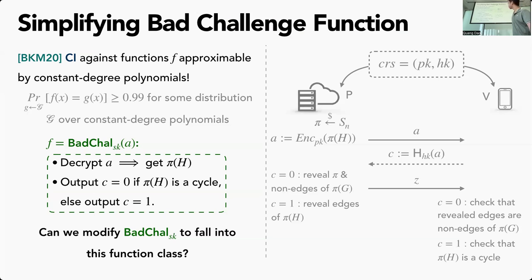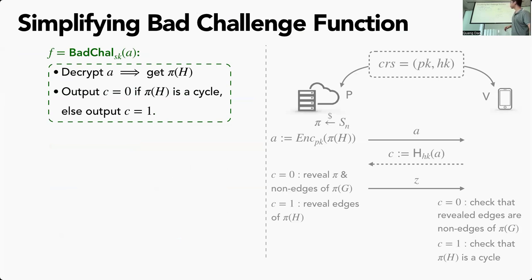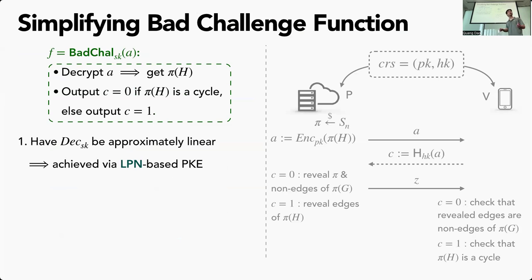Okay. Awesome. So this function fast challenge does two things, right? First, it does decryption, and then it does a cycle check. And we want to squash the complexity of each of those subroutines. And so we can do this. First of all, we can find some encryption scheme where the decryption process is an approximately linear function. And luckily, we have such an encryption scheme from this learning parity with noise assumption.